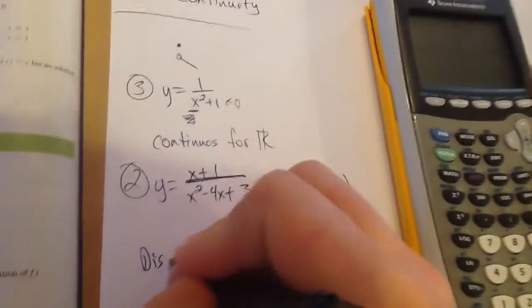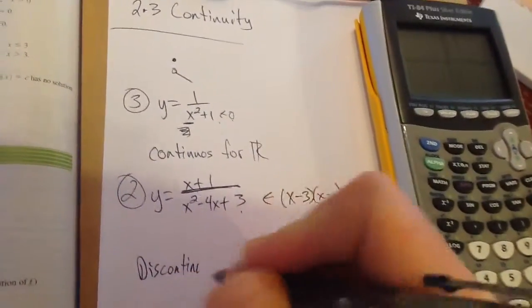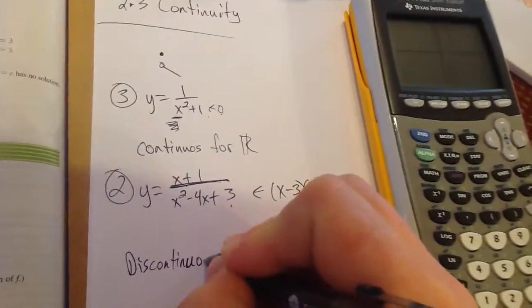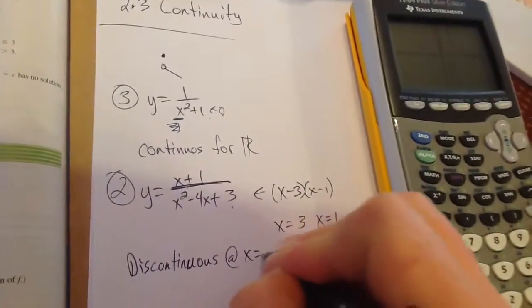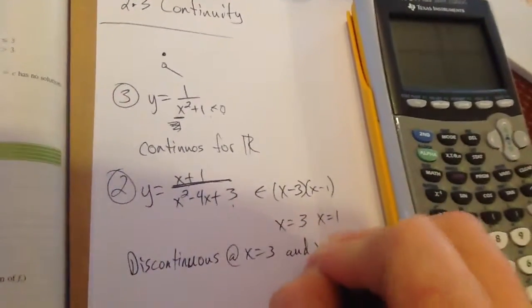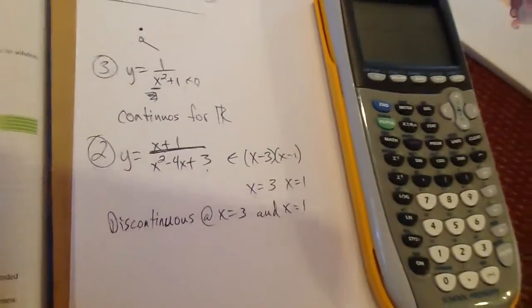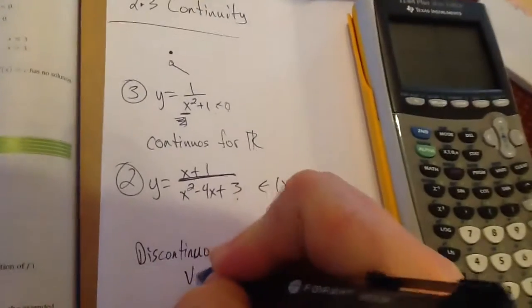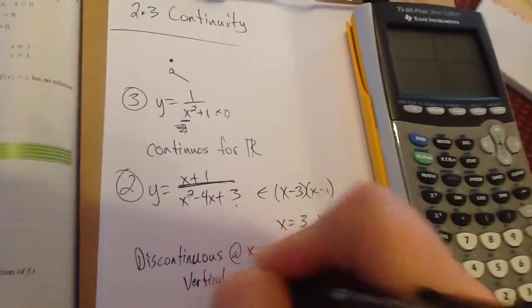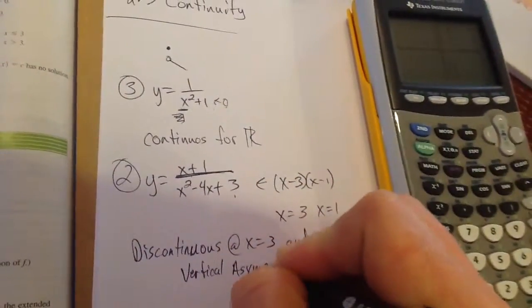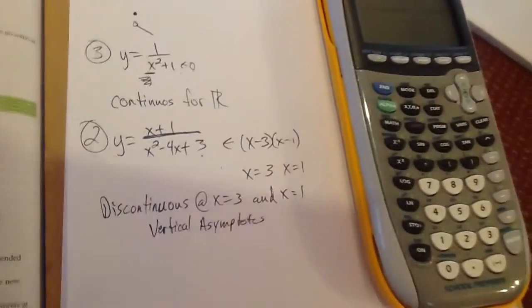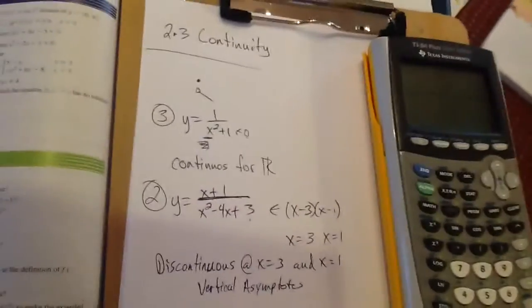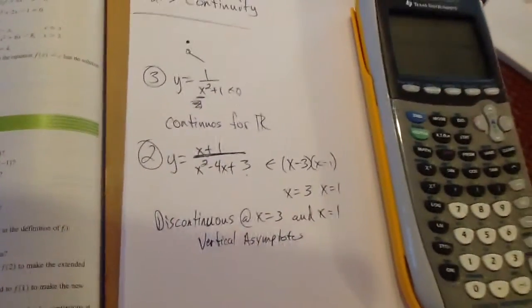So your answer: it's continuous everywhere, but we'll just say discontinuous at x equals 3 and x equals 1. For this one you could identify the type of discontinuity. In this case it would be vertical asymptotes. That's what we have there. So that's all you have to do for those ones. Find the discontinuities. I mean, pretty simple.